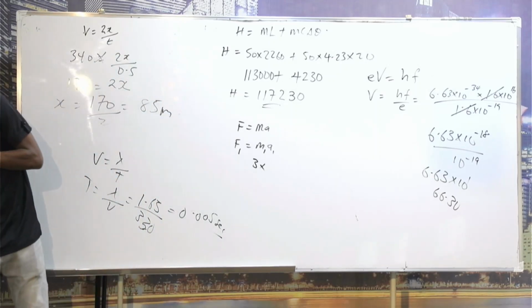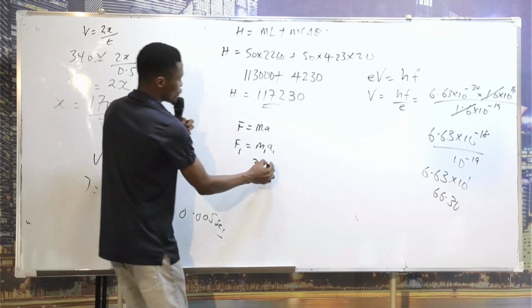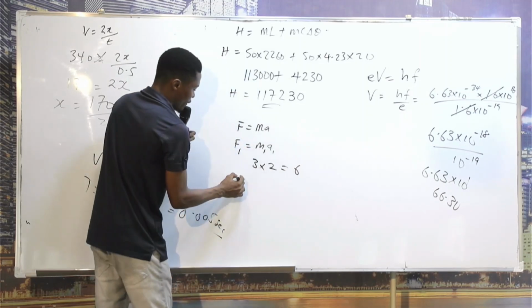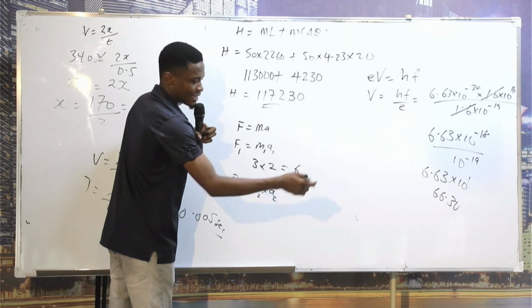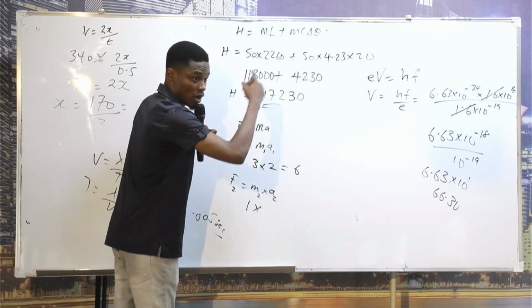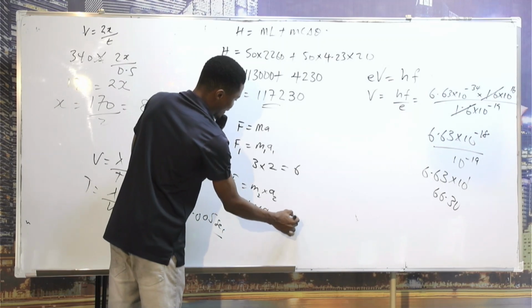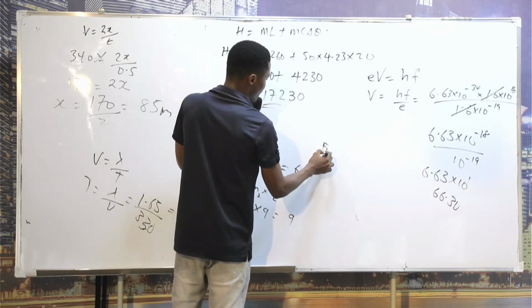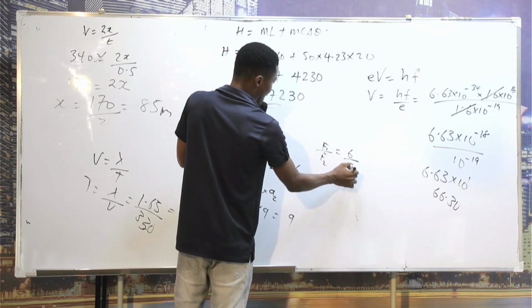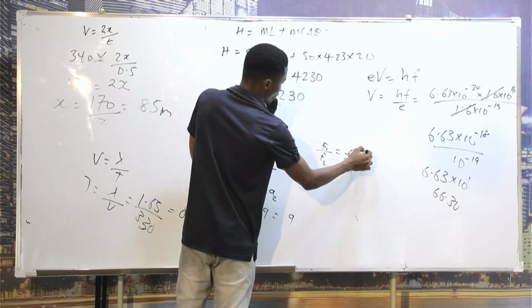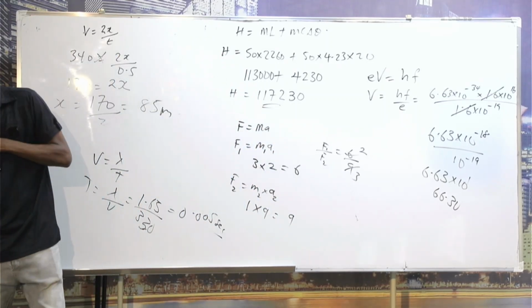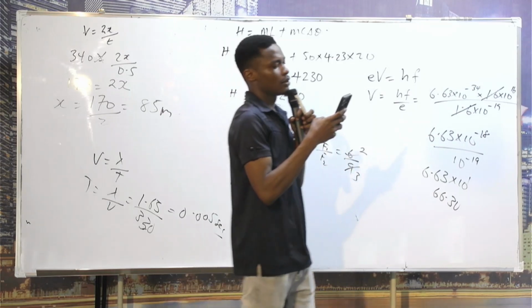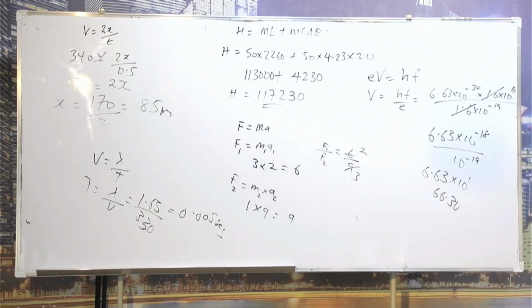Then the acceleration of the first one is what? 2. So 3 times 2 will give me what? 6. For the second one, it is M2 times A2. What is the mass of the second one? 1. Acceleration is what? 9. So this will give me 9. So what will be the ratio of F1 over F2? 6 over 9, which is 2 over 3. So the answer will be 2 is to 3. Option C.